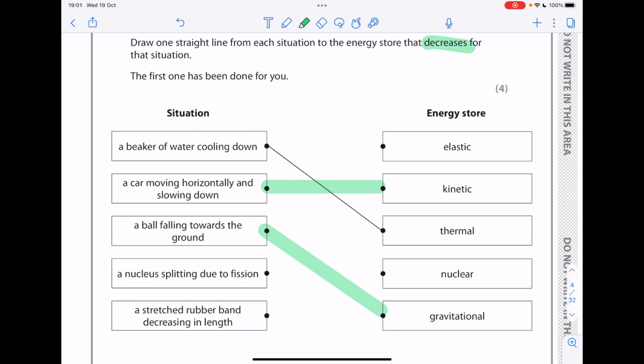A nucleus splitting due to fission, that's nuclear. A stretched rubber band decreasing in length. Because it's a rubber band, it must be elastic.